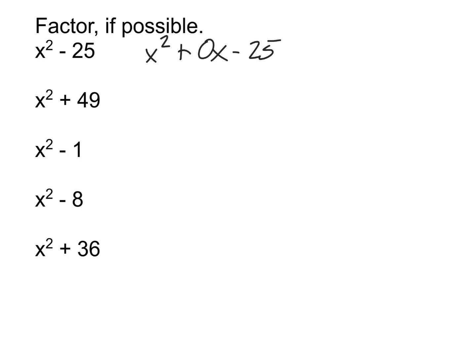So we say, what two numbers add to 0 but multiply to negative 25? And of course our answer then ends up being negative 5 and 5.